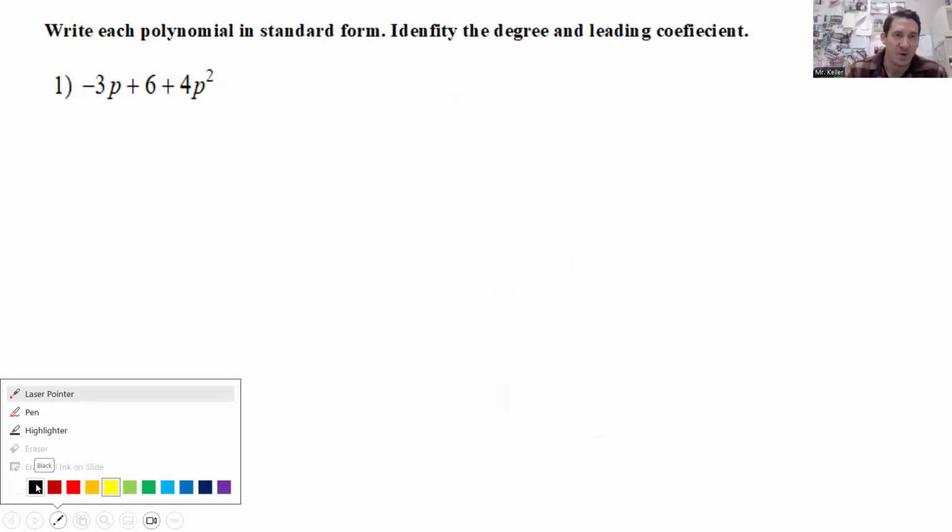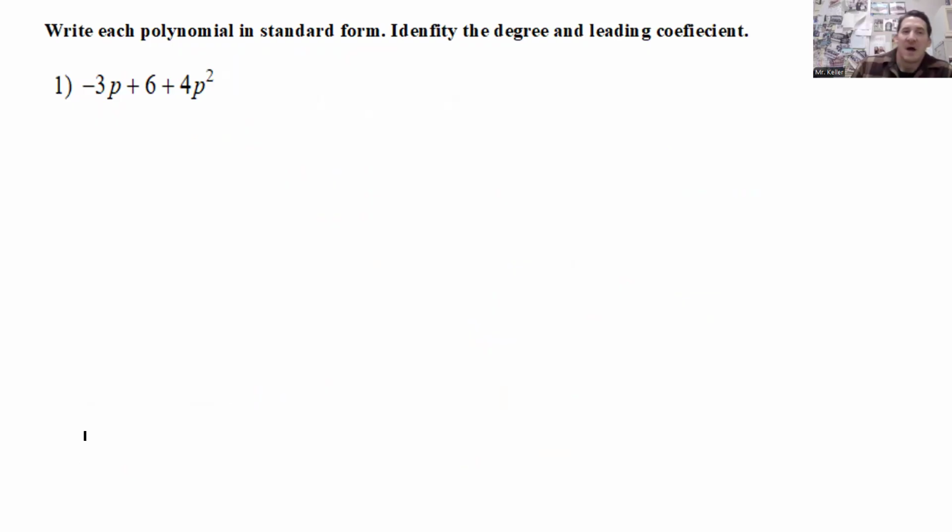So here, when you're writing in standard form, you take the largest exponent first. So that's going to be p squared. So that whole term, 4p squared comes first. And then remember that would be a 1, so this would be 3p to the first. You don't really need the first if you don't want to put it there. And then no variable at the end.